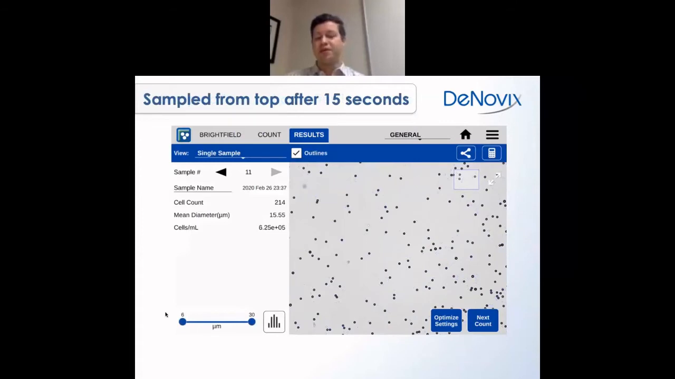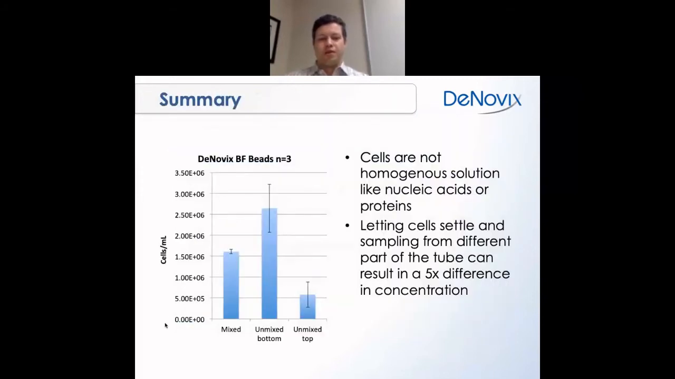And then when you sample that same tube, mix it, and sample from close to the top of the tube, you go down to about 600,000 cells per mL. So I was pretty surprised that you get a 5x difference between the bottom of the tube and the top of the tube, pretty consistently, after just waiting for 15 seconds.